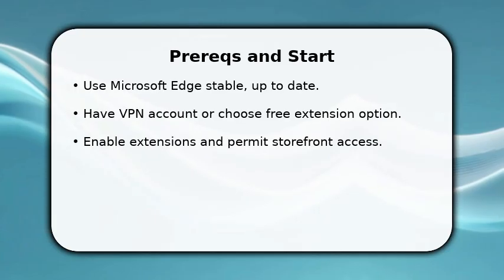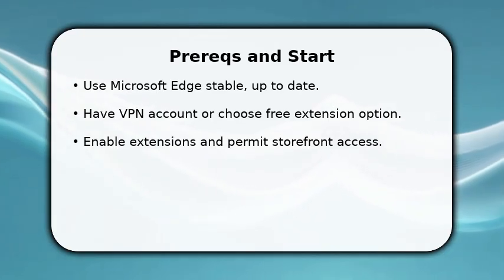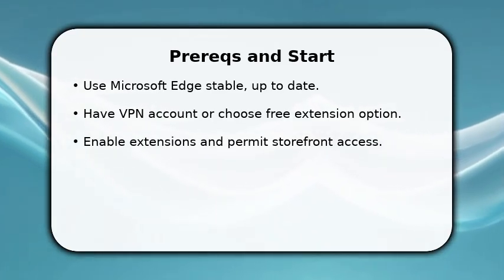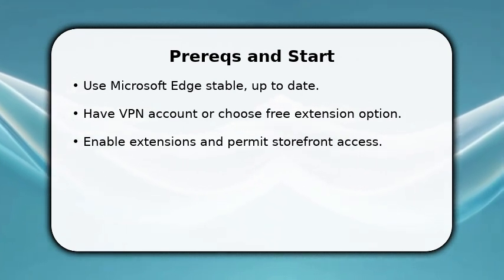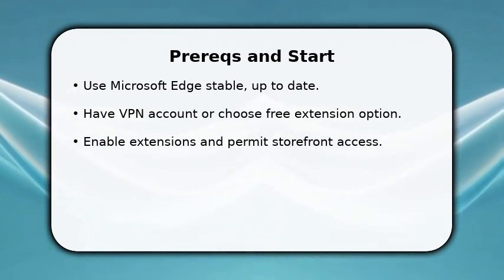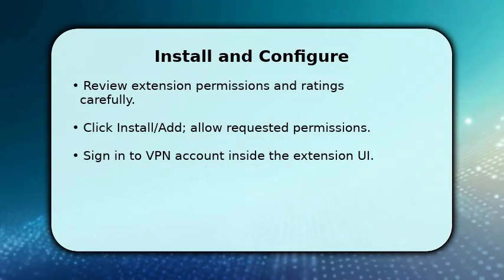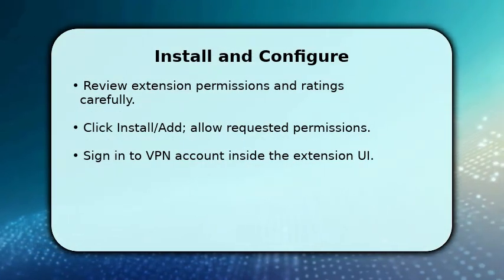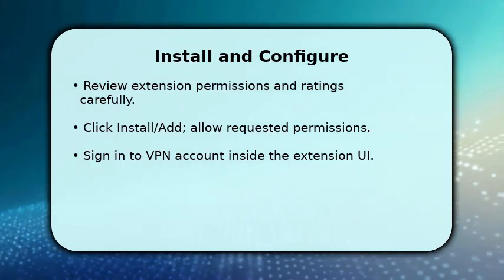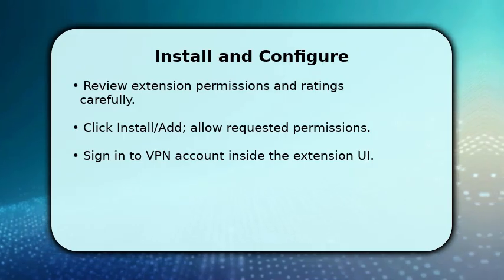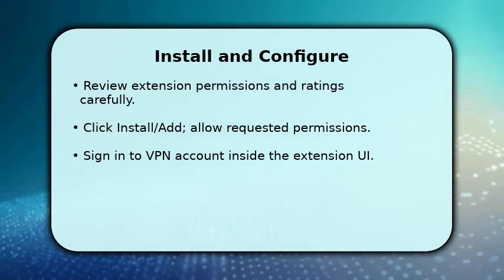Start searching for a reputable VPN by name or type VPN, and prepare to review ratings and permissions before installing. This avoids unnecessary access requests later. After choosing a VPN extension, inspect permissions, ratings, and number of users to assess trust. Click Add to install, confirm any permission prompts, and wait for Edge to show the extension icon.